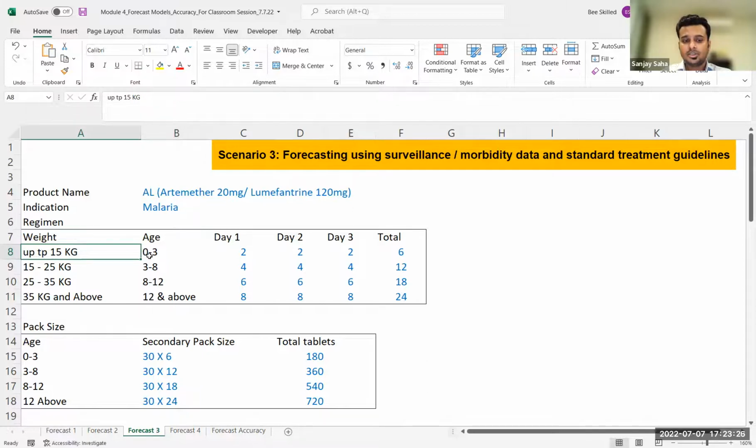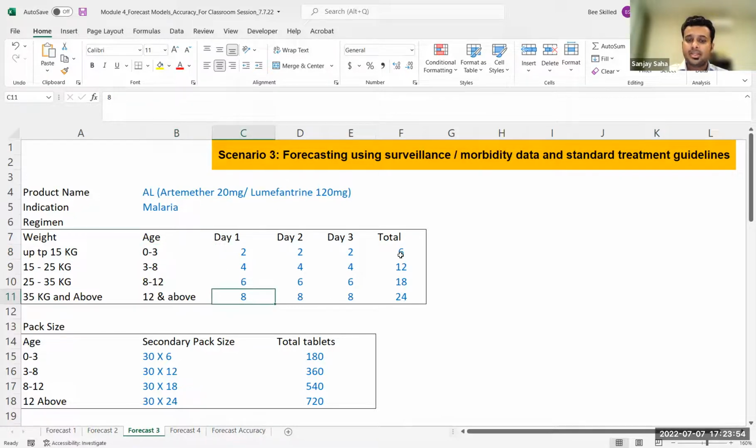So for children 0 to 3 years of age, 3 to 8, and 8 to 12, it is a 3-day regimen. On each day, children 0 to 3 years need 2 tablets, 3 to 8 years need 4 tablets, and 8 to 12 years need 6 tablets every day for 3 days. And then adults, or let's say 12 years and above, need 8 tablets per day.